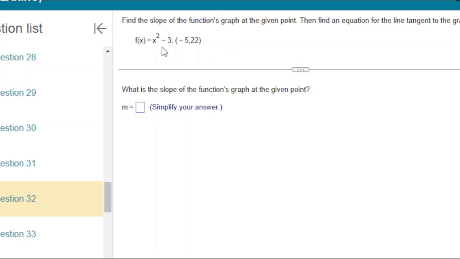All right, now what about this one? Find the slope of the function's graph at the given point, then find an equation for the tangent line to the graph there. Okay, so we're trying to find not just the slope of the tangent line, but an equation for the tangent line there. So our function is x squared minus 3, and we're going to look at the ordered pair -5 comma 22.